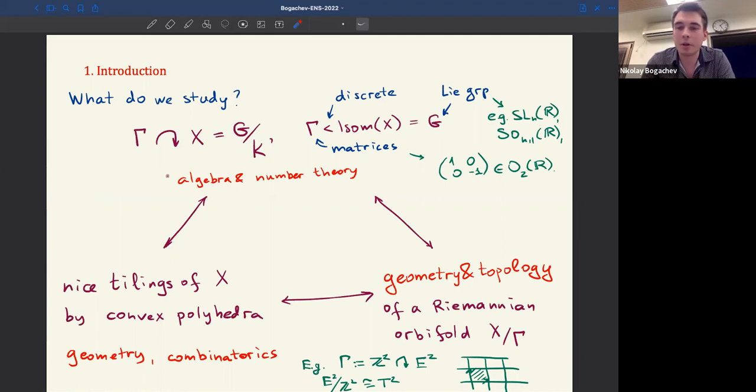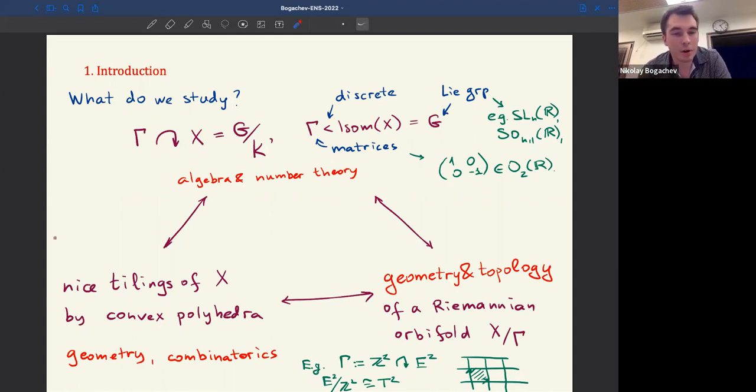Number theory is here actually in matrices. So the group gamma can be described as matrix groups, and for example, if we have some numbers, it can be integer numbers or some other numbers, and that's the place where number theory is in this game.